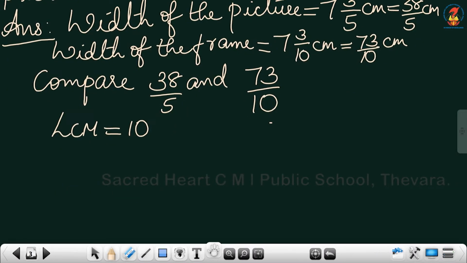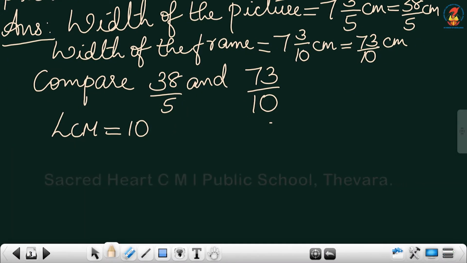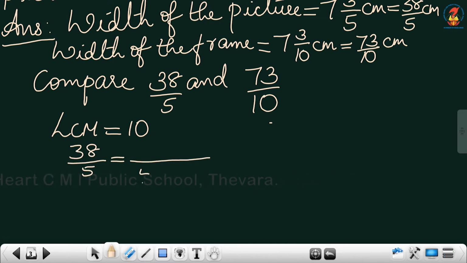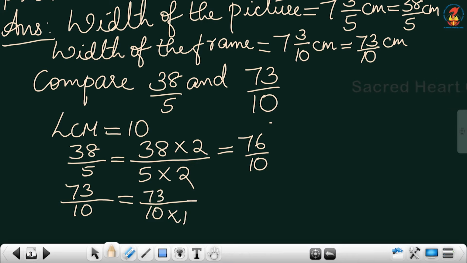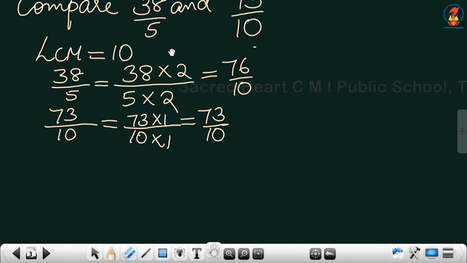Now we have to find the equivalent fractions, is it? So, 38/5 is equal to, what you can write, 5 into 2 is 10. So, 38 into 2. What is the answer? 76/10. And for 73/10, the denominator is 10 itself. So, 10 into 1 will give the answer 10, is it? So, 73 into 1, what is the answer you got? 73/10. Now, compare these two fractions.